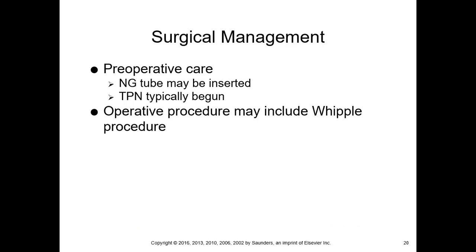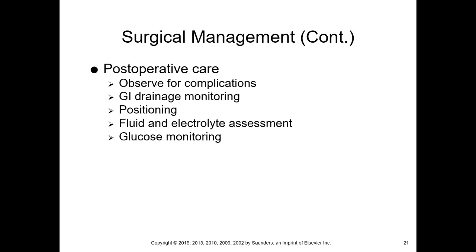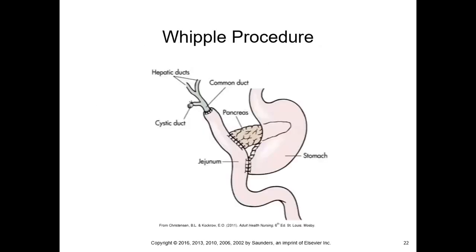Preoperatively, the NG tube, TPN, and TPN is in chapter 60, so we'll talk about that later. Post-op, obviously, observe for complications, frequent vital signs, positioning, fluid and electrolyte, and glucose monitoring. A Whipple. What is a Whipple? I'm taking care of a few of these. All right, bear with me as I read these long words.